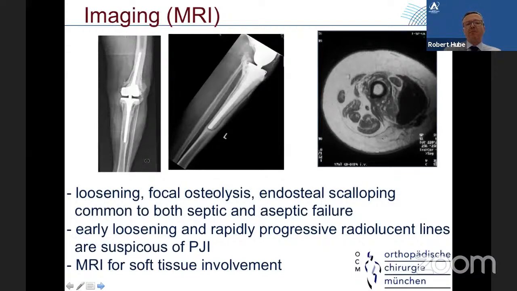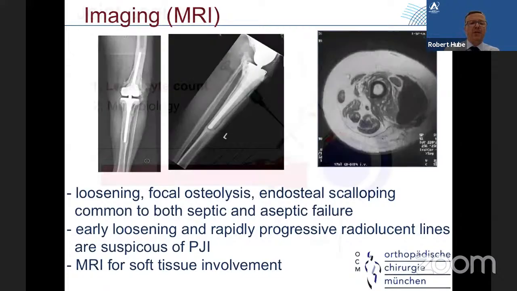But the normal plain radiographs are still the tool number one. If you see loosening, focal osteolysis, endosteal scalloping, they are common to both septic and aseptic failure. But if you see early loosening and rapidly progressive loosening lines, they are extremely suspicious for PJI and extremely rarely for aseptic loosening. And MRI, once again, for soft tissue involvement, works much, much better on the hip side, where the MARS MRI is actually our baseline. In the knees, we don't use it.